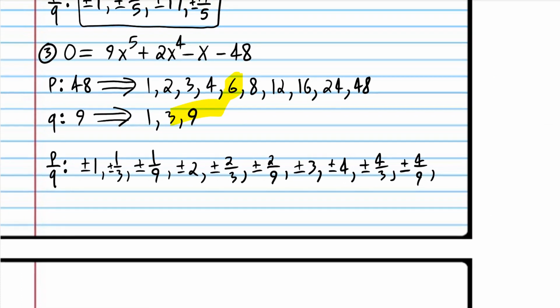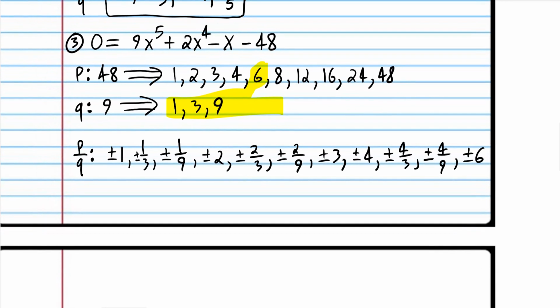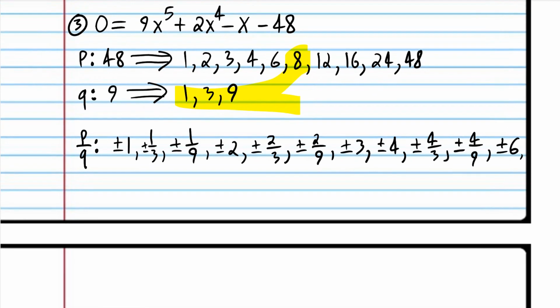And now we're going to divide 6. 6 divided by 1 is 6. And 6 divided by 3 is 2, but we already have 2 on the list, so we don't have to write that again. And 6 divided by 9 is 2/3, but we already have that on the list, so we don't have to write that again. And now 8 divided by 1 is 8. 8 divided by 3 is 8/3. 8 divided by 9 is 8/9.